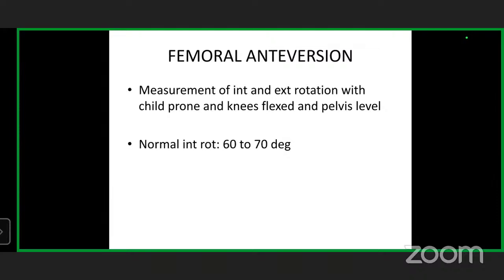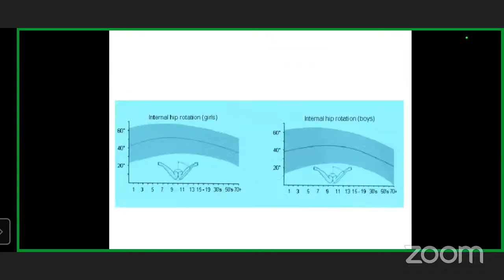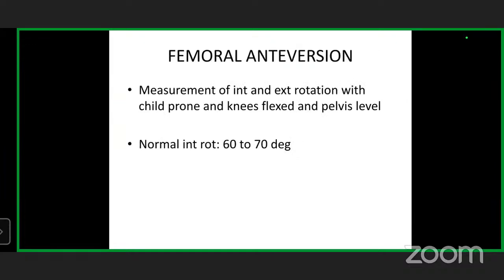Staheli has described the torsion by means of internal and external rotation. Whenever there is excessive internal rotation, it means that anteversion is more, and proportionally there will be decreased external rotation.